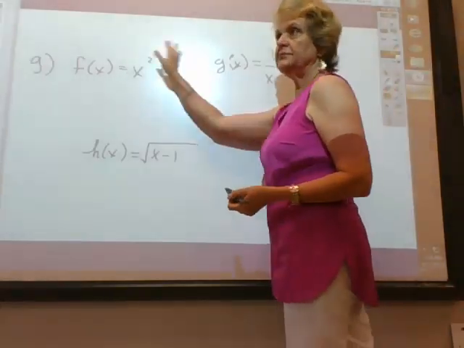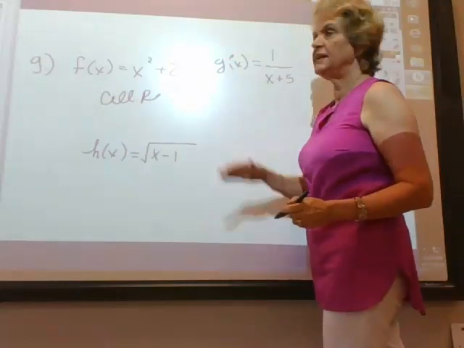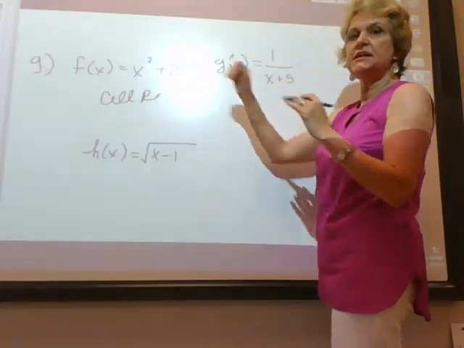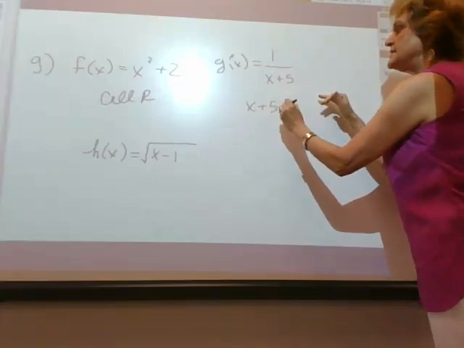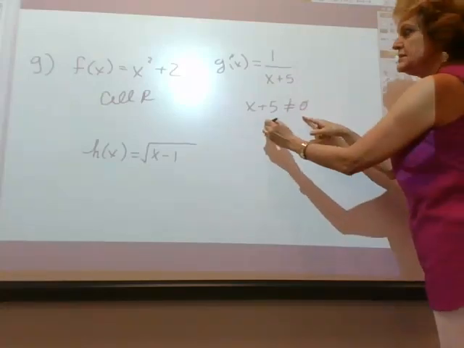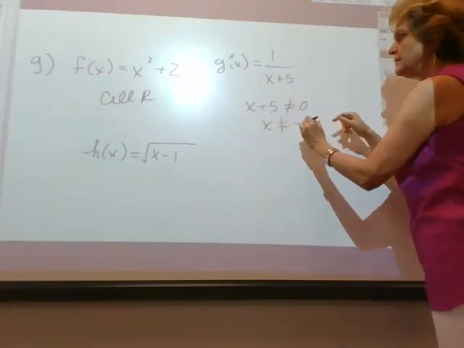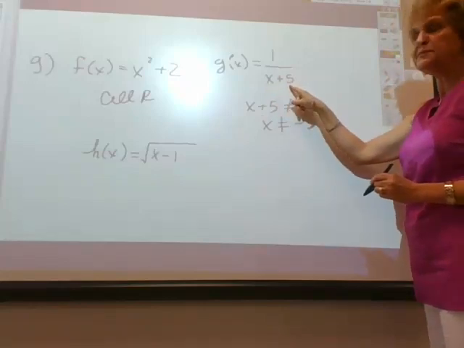For G, no difficult situation, that's all reals for your domain. Any value can be plugged in to get an answer. Right here, I cannot let this equal 0. So, x cannot be negative 5, right? Negative 5 plus 5 would be 0.